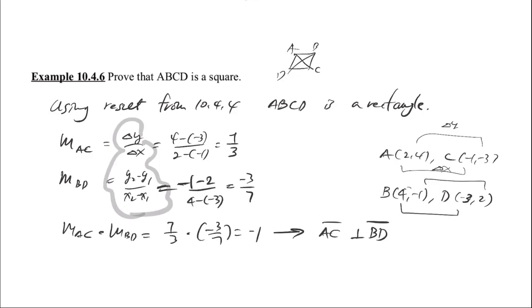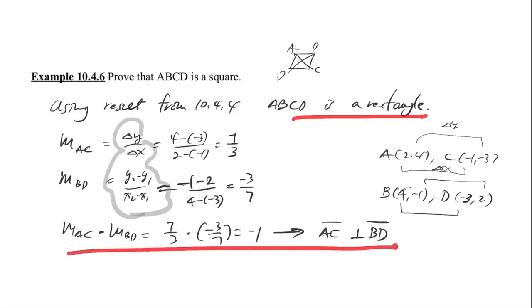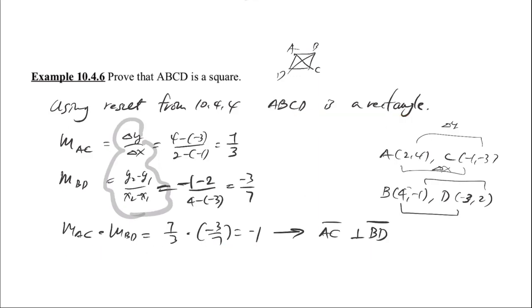Right? So if it's a rectangle and the diagonals are perpendicular, then we could say that, therefore, ABCD is a square. There you go, guys.